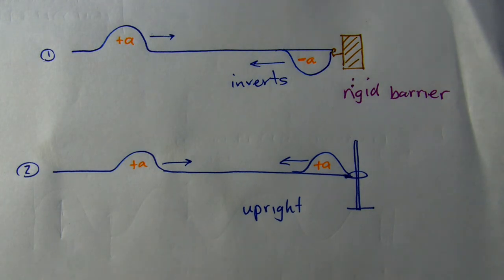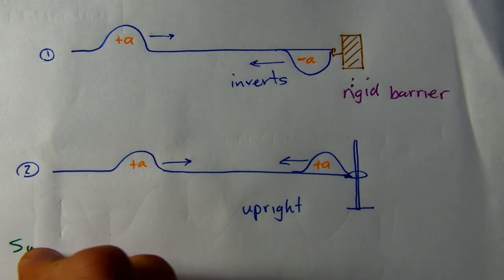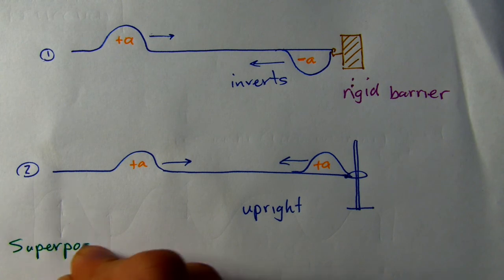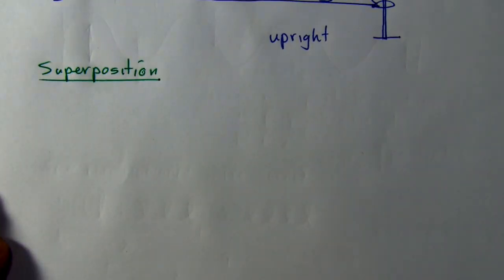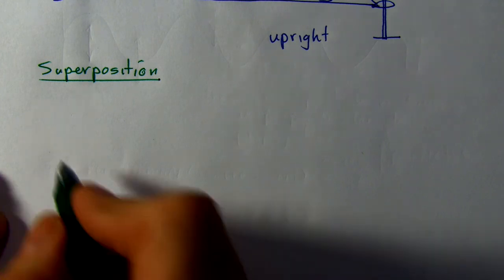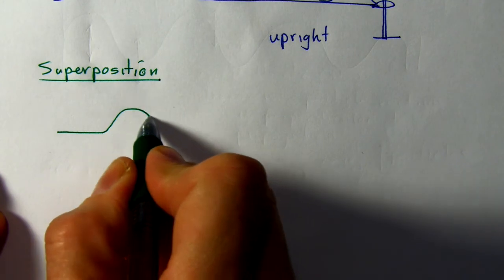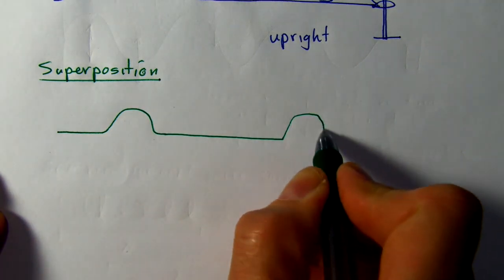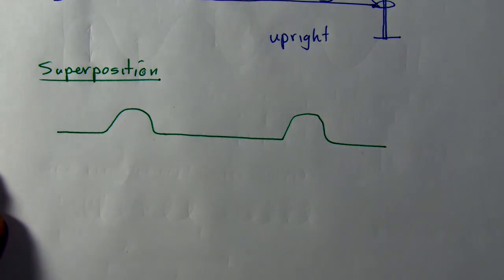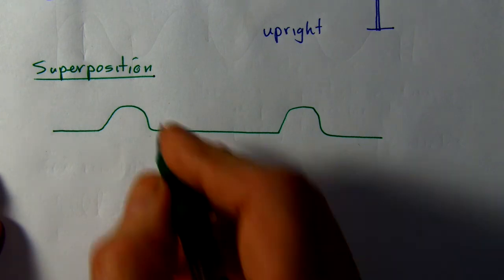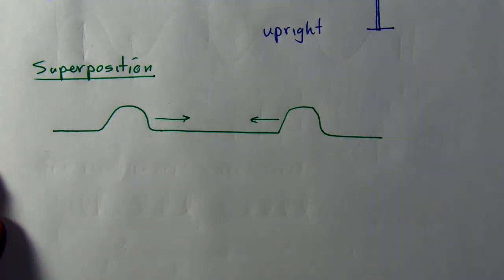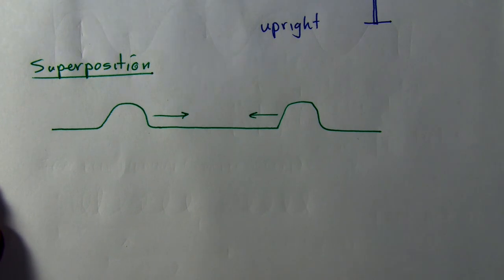But now if we talk about superposition, right? If we talk about waves that are going to be on top of each other. In other words, they're going to be in the same place at the same time. This time we're not going to have a barrier, but instead we're going to progress these waves toward each other. All right, so these two wavelets are going to come together.